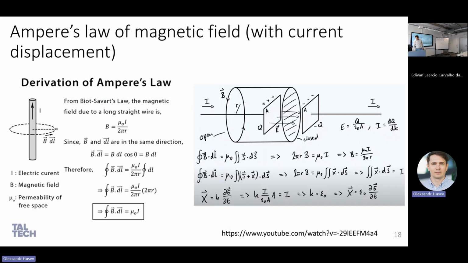Another law that we have to discuss is Ampere's law. I think it's even in the school program. This is a derivation of Ampere's law in a different derivative form, and it's also used to obtain the Maxwell equations. But the main meaning of this is how you can calculate the strength of the magnetic field.